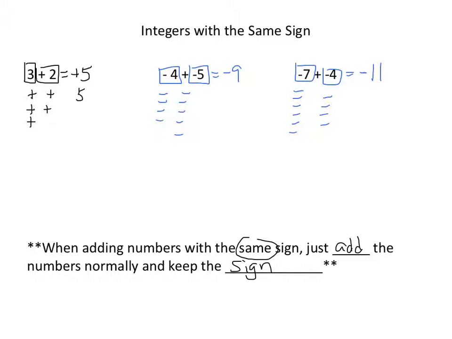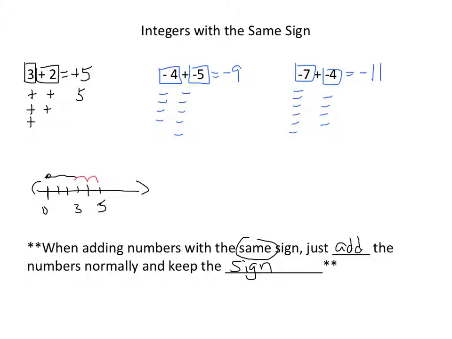We could also do it with a number line. Okay, so here's 0, here's 3. So we start at 0, we go 1, 2, 3, because we're adding 3 to 0, and then we're adding 2 more from there, and we get to 5.